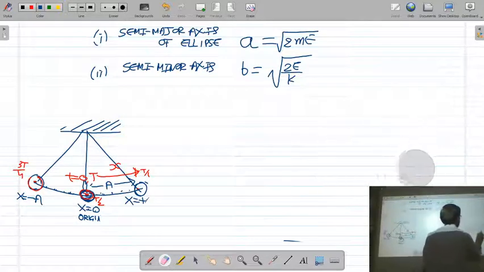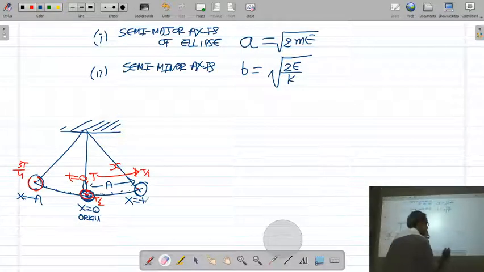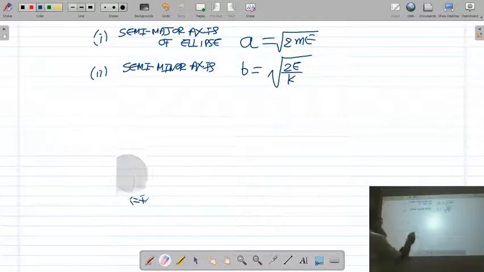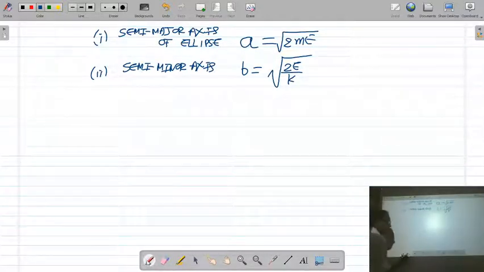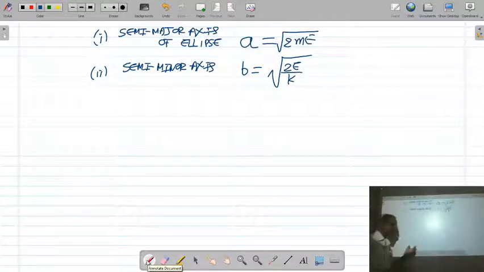Now our equation is identical to the equation of an ellipse, which means the phase diagram of the simple harmonic oscillator will be an ellipse. Because our equation is the equation of an ellipse, the phase diagram of the simple harmonic oscillator is an ellipse.